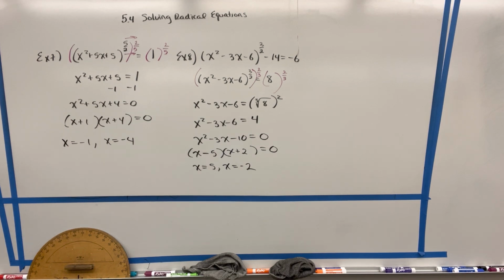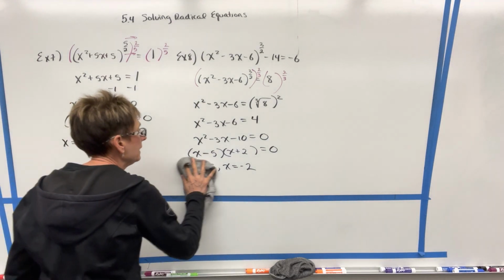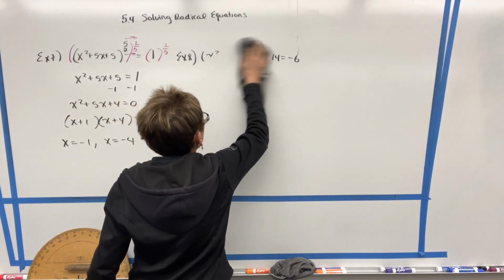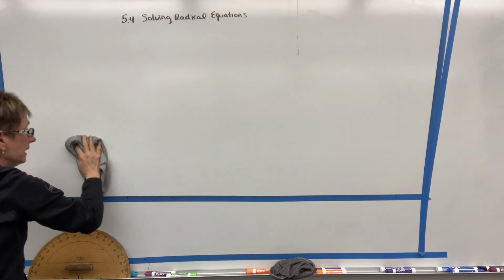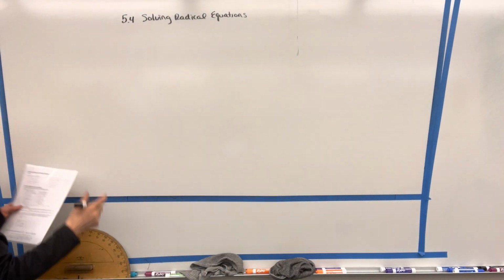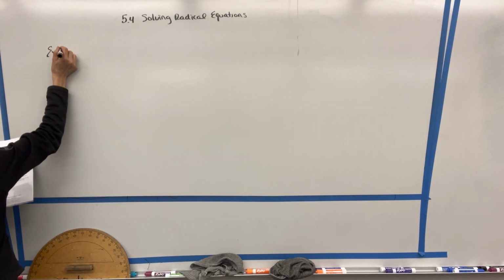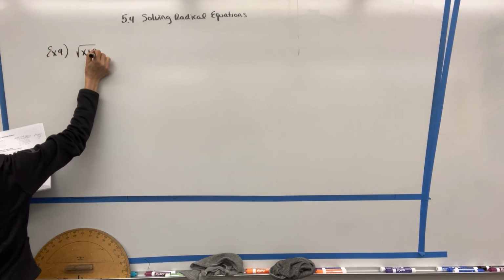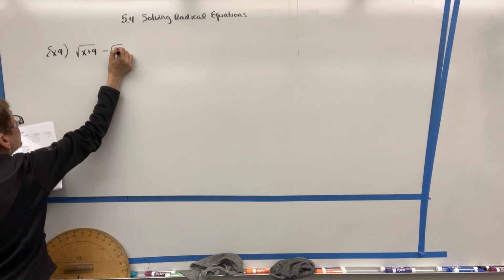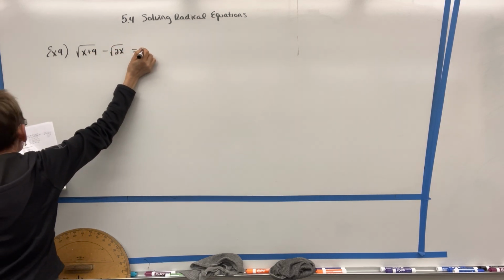All right, I just want to do one other quick example for you. Example number 9. And this is what to do if you have an equation with 2 radicals in it. So I will show you how to handle that. Let's say for example 9, and this will be our last one, that we've got the square root of x plus 9 minus the square root of 2x is equal to 3.